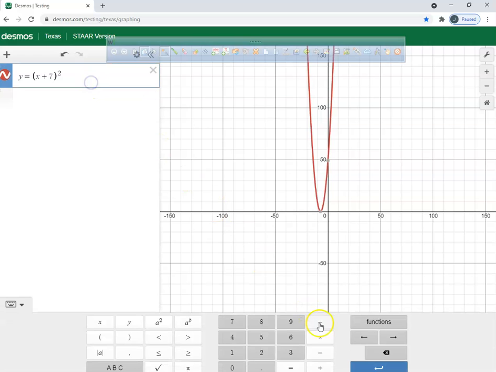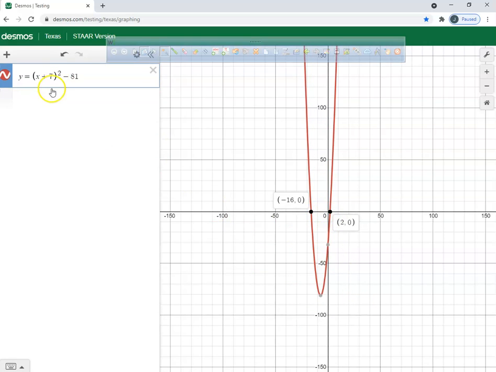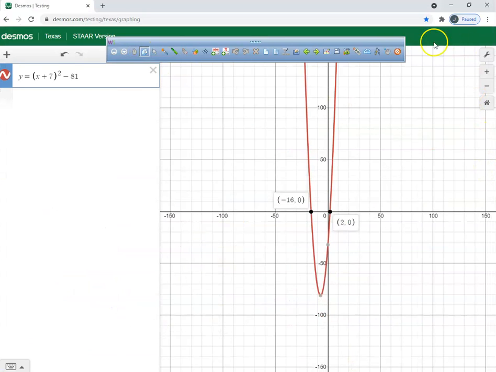Personally, I think this is easier, if you're going to use Desmos. But what do you have to know? You have to know that you cannot set it equal. You've got to move it across to make it negative. So what's our answer? Answer choice J, right there. Okay.